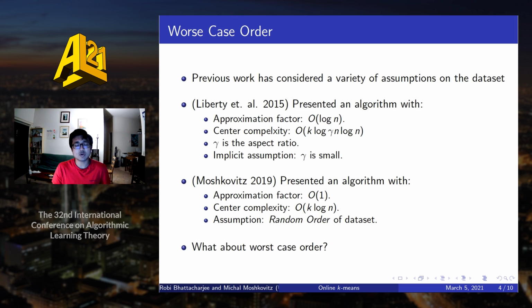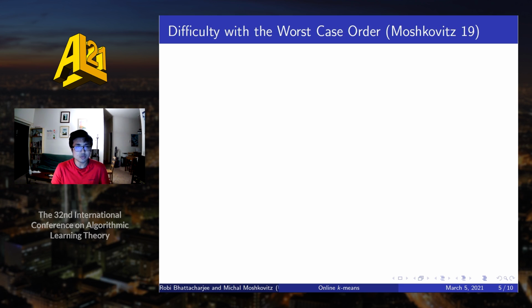So, of course, what about worst case order, where we don't have either of these assumptions? The bad news is that the worst case order in general is actually intractable, meaning that there exist data sets where in the worst case order, you are forced to essentially select all the points. So this will be important. So let's go through an example given by Moshkovitz.